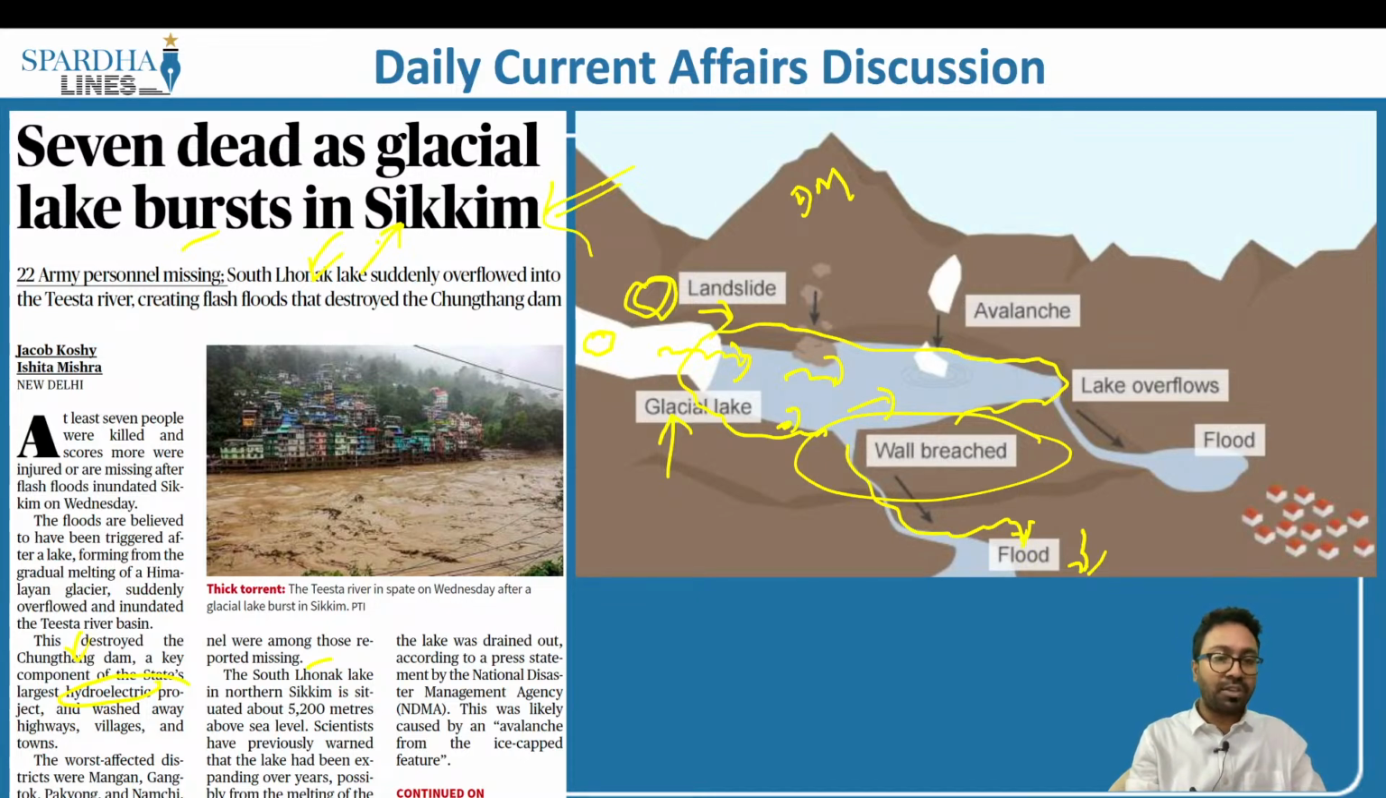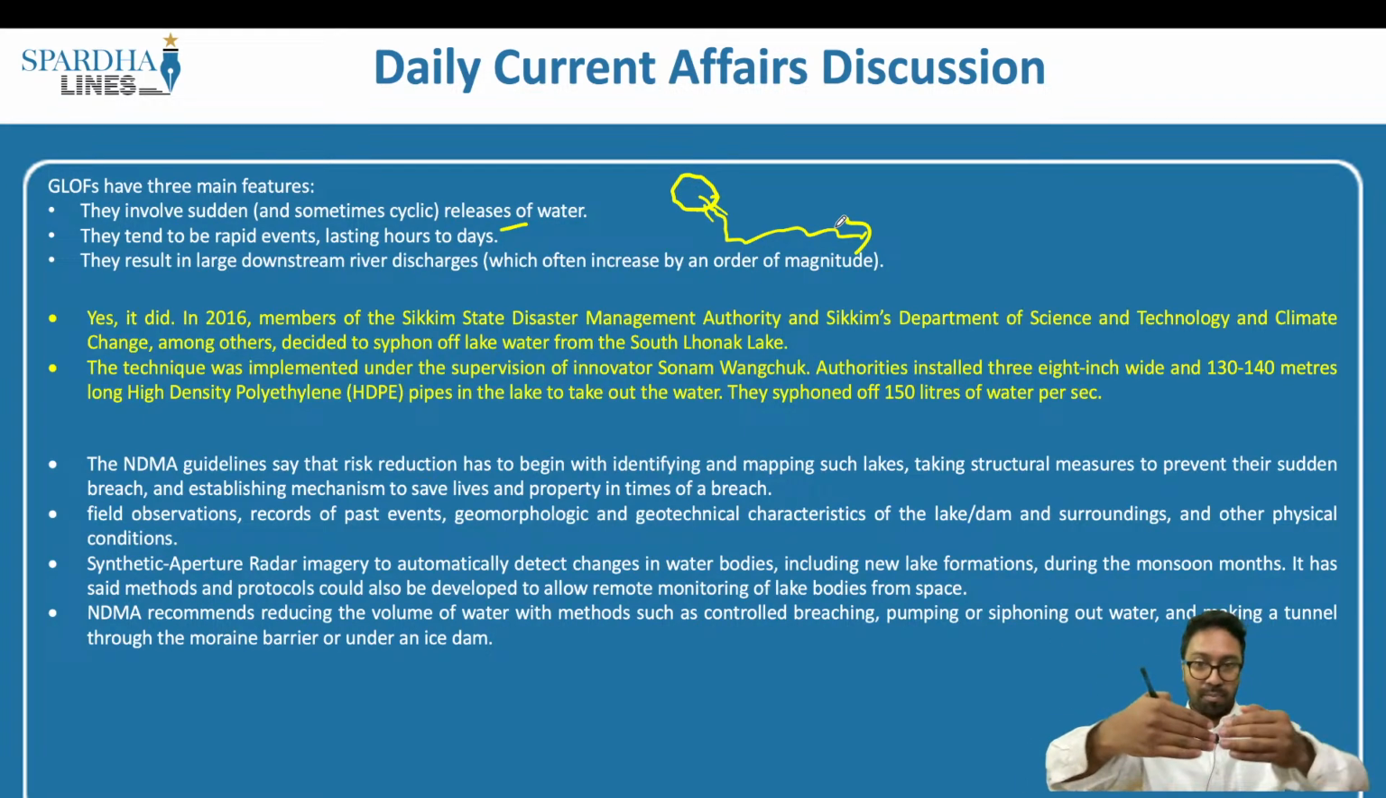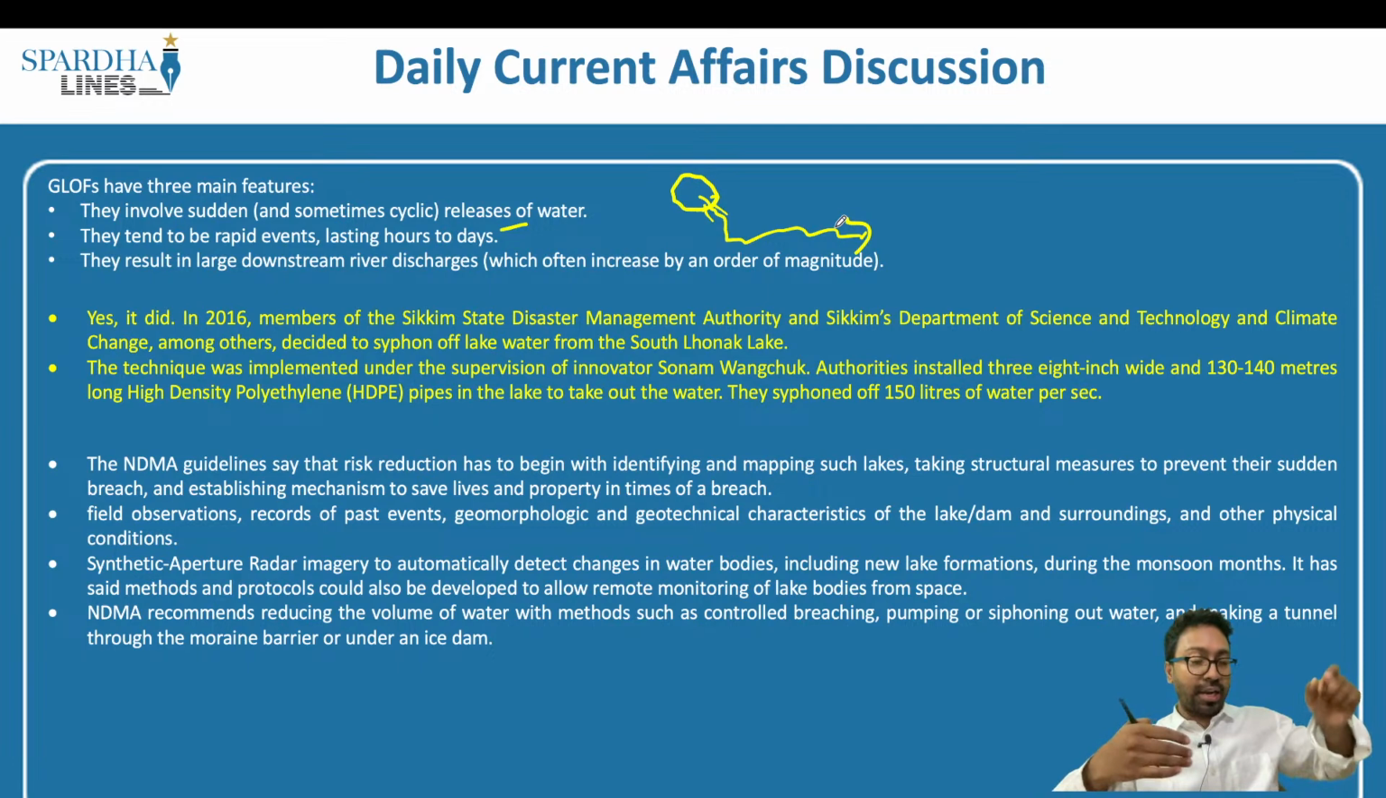How does it work? When we speak about this breach, the GLOF, or glacial lake outburst flooding, has three main features. One, they involve sudden and sometimes cyclic release of the water. As we just discussed, there would be a wall or a barrier. This barrier would ultimately break, and the water present in the lake starts flowing excessively into the lower lying region. So there is sudden release of the water because of breakage of the wall, or because of the excessive release from the glacier.